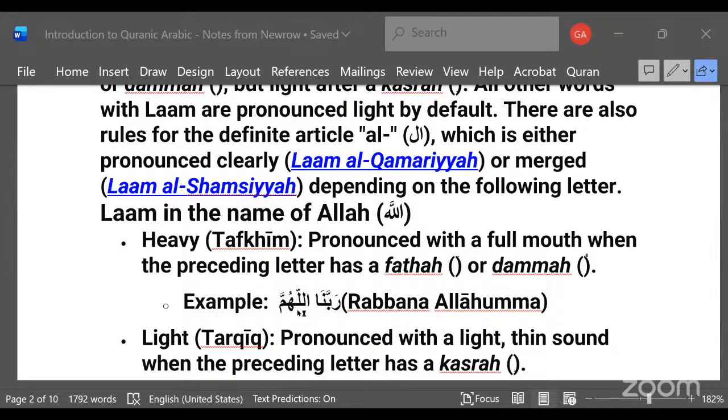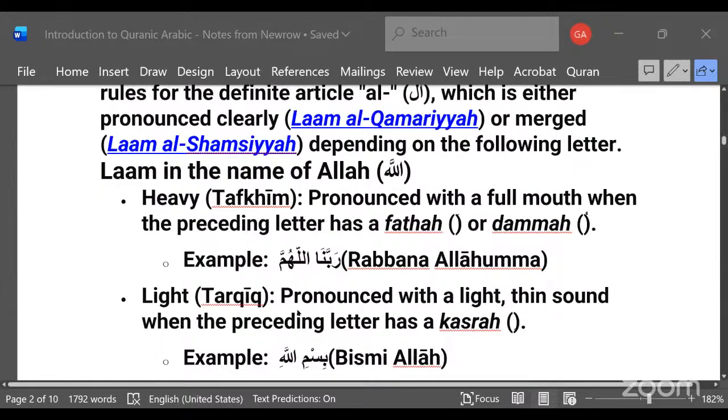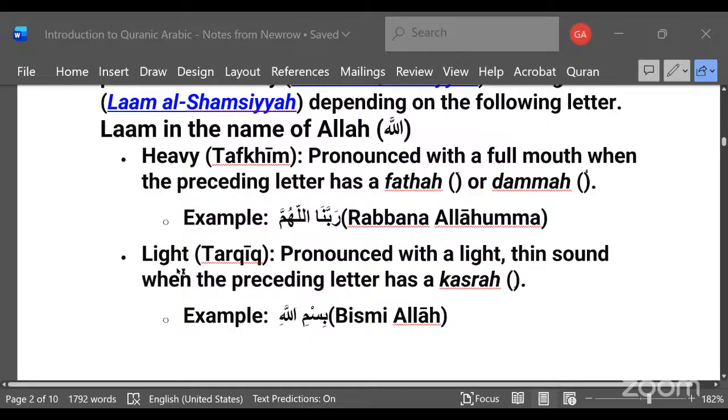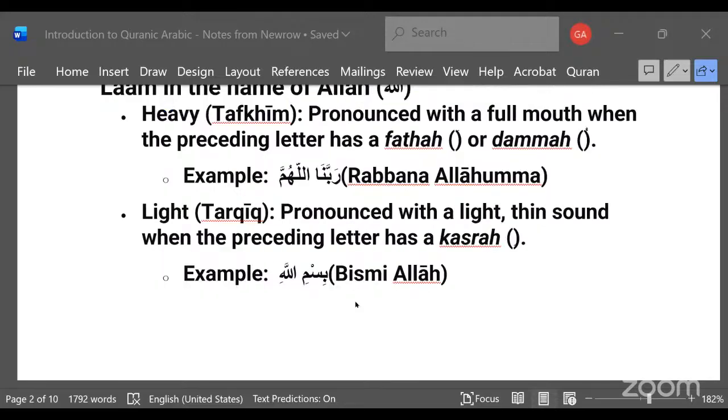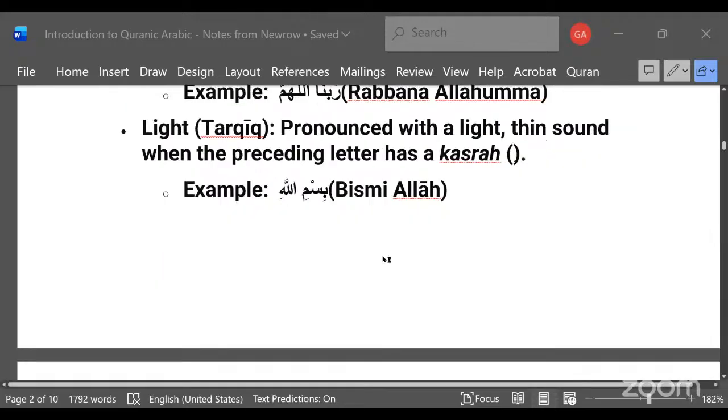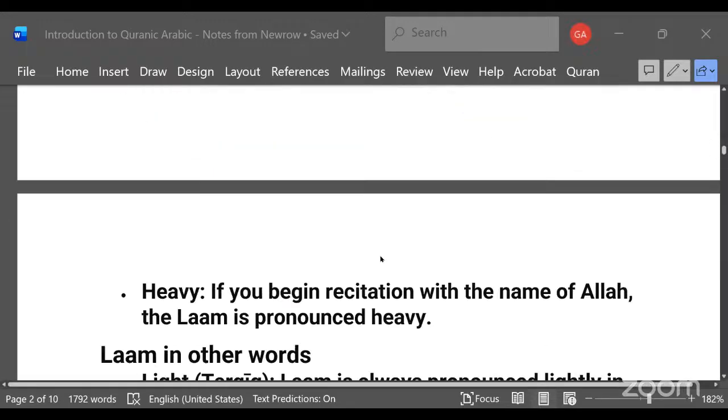Rabbana, Allahumma. And we pronounce it with a light, thin sound when the preceding letter has a kasra. So like Bismillah. Did you get it now? Is it clearer now? Yes, mommy. Alhamdulillah.